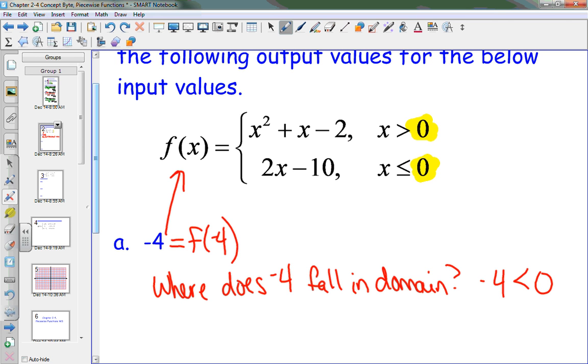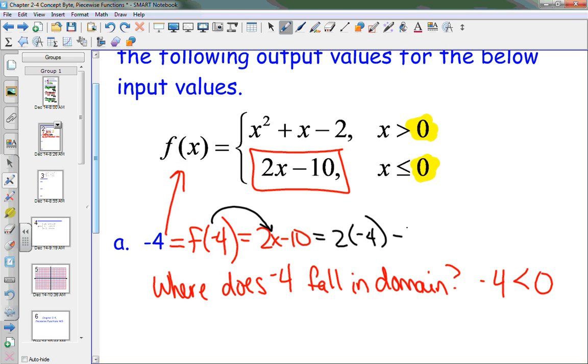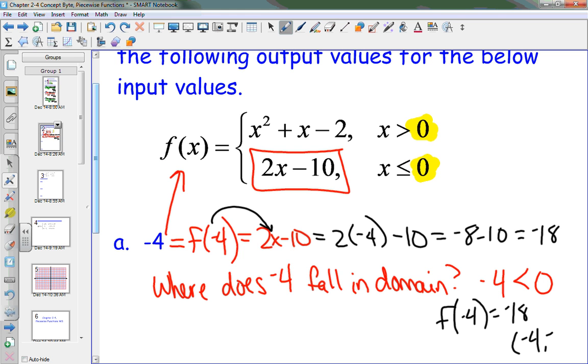Since it's less than 0, I'm going to choose this part of the function, which is going to be 2x minus 10. Every place I see an x, I'm going to plug in negative 4. 2 times negative 4 minus 10. 2 times negative 4 is negative 8. Minus 10 gives me negative 18. So f at negative 4 is equal to negative 18, giving me the ordered pair negative 4, negative 18.